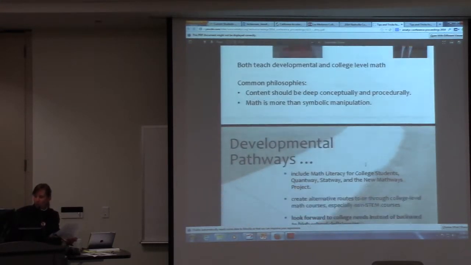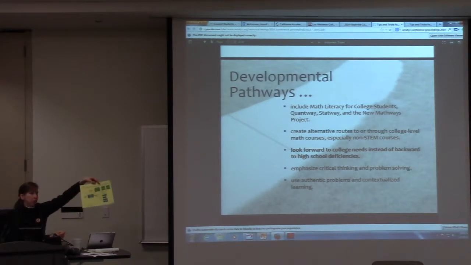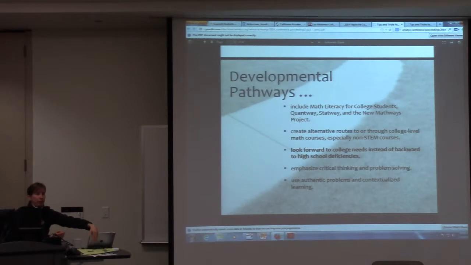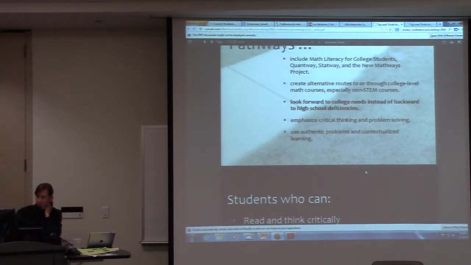So here are the people with the research and math literacies, Quantway, Statway, New Mathways. Ben kind of talked already about the new vision. And I had attended this talk, and it was actually really good. It also talks about a one-semester prerequisite for getting them into their college-level math credit class. Critical thinking, who can argue with that?